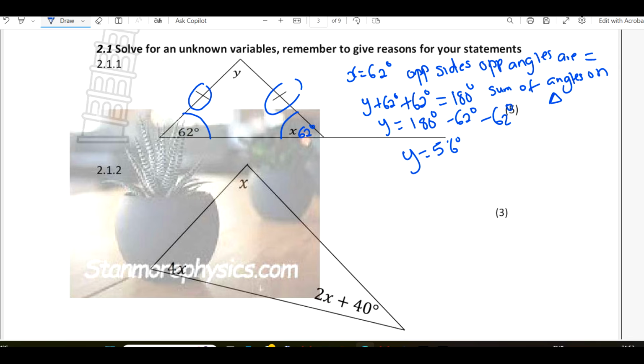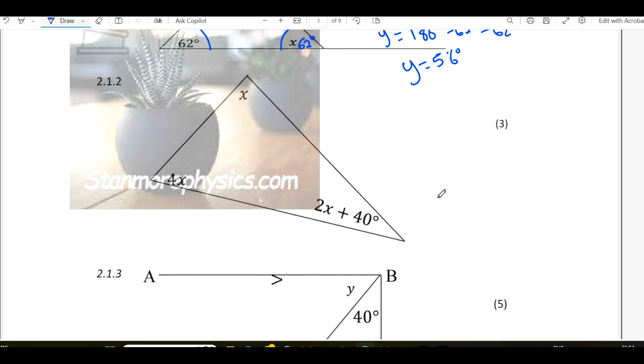Don't forget to write the reasons for you to get full marks. Okay, let's proceed to 2.1.2. This is simple. We're given a triangle, and everything inside a triangle adds up to 180 degrees.